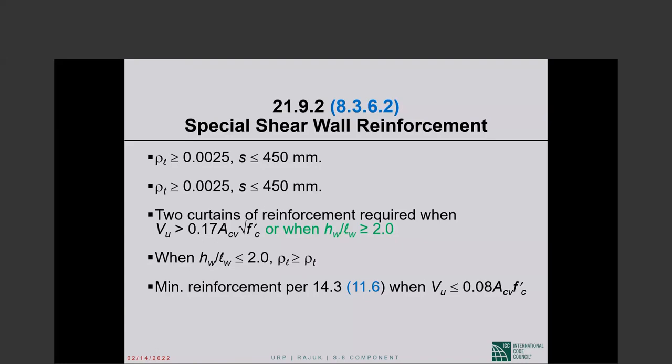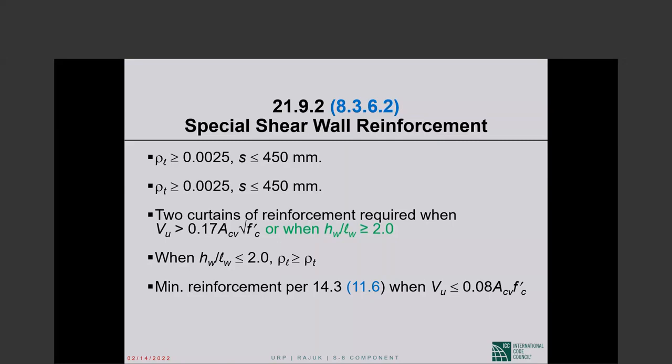Actually, for other walls, ACI 318 tells you if you need so much horizontal reinforcement, you shall also provide so much vertical reinforcement. But then for height to length ratio less than or equal to 2, the vertical shall not be any less than the horizontal.